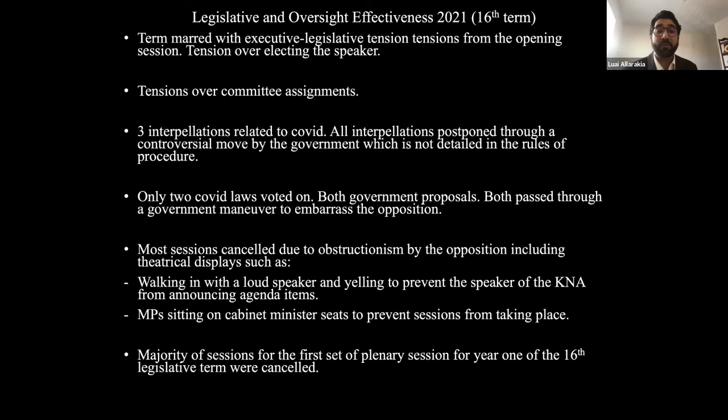Now here you have a term that was marred with executive-legislative tension from the beginning, from the opening session. There were tensions over electing the speaker. There were tensions over committee assignments. As a result, there were interpellations even before the opening session and throughout the session.